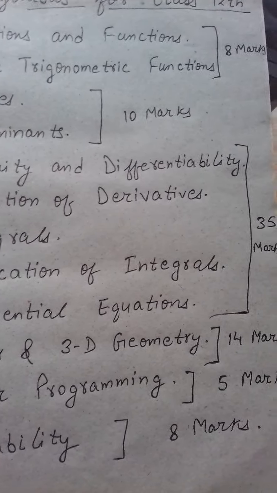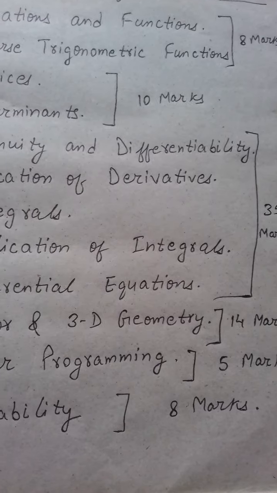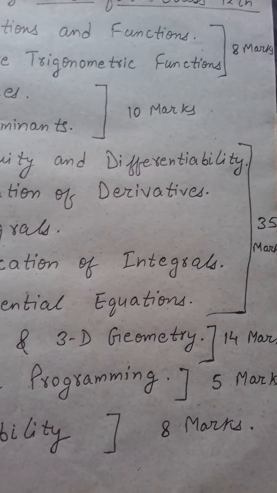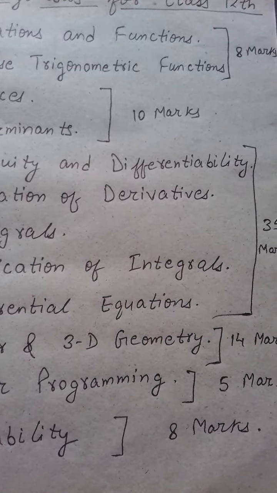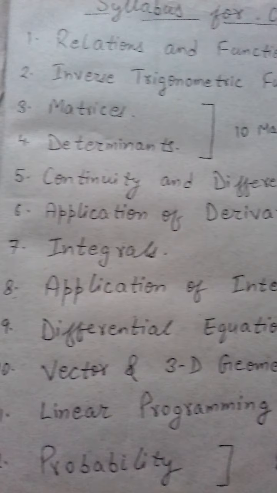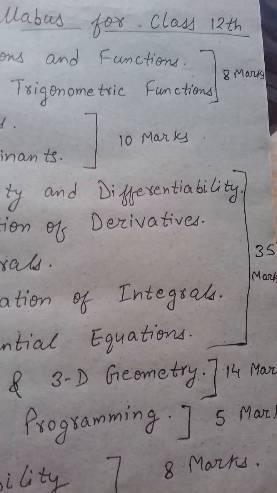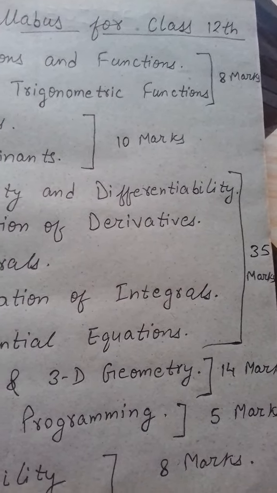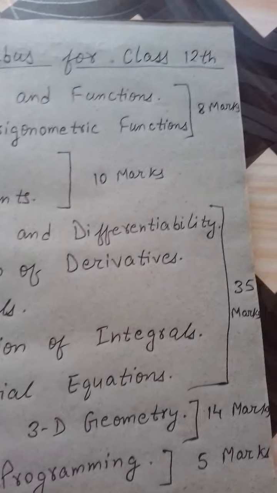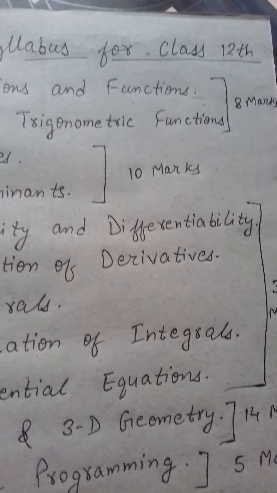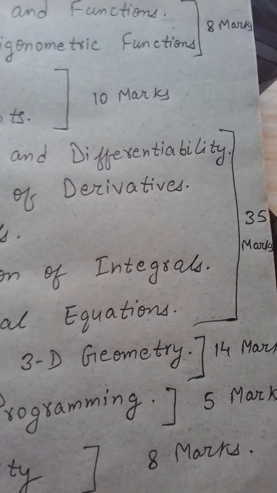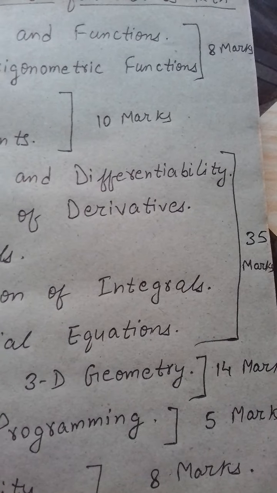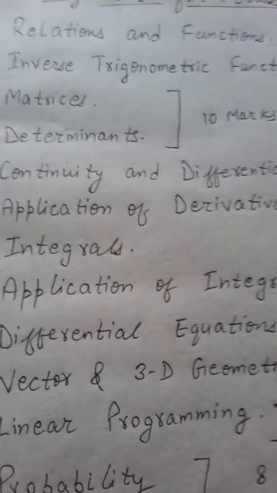Besides, your marking schemes have been written, in which the first two chapters have 8 marks, the third and fourth chapters consist of 10 marks, and from the fourth to ninth chapter it consists of 35 marks, which is calculus, and this is the most important part for your class 12th. Linear programming and probability each consist of 5 marks and 8 marks, and vector and 3D geometry will consist of 14 marks. So first, now we will go through our chapter, which is matrices.